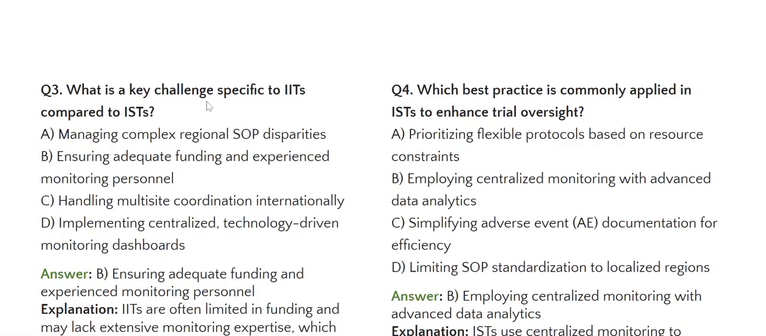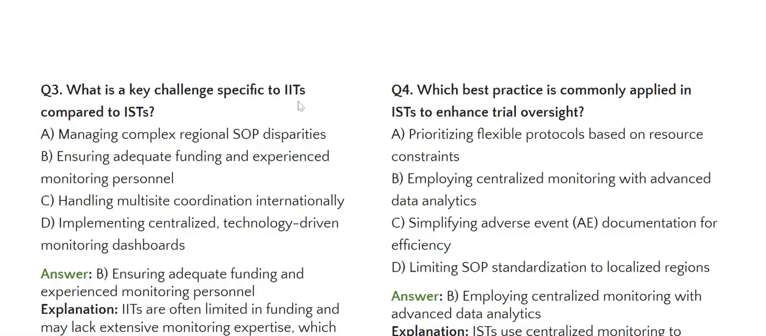Question 3, what is the key challenge specific to IITs compared to ISTs? Is it A, managing complex regional SOP disparities? B, ensuring adequate funding and experienced monitoring personnel? C, handling multi-site coordination internationally? Or D, implementing centralized technology-driven monitoring dashboards? So within the four choices, there is one that is most significant in differentiation, a challenge that lies more particularly in IITs rather than in ISTs.